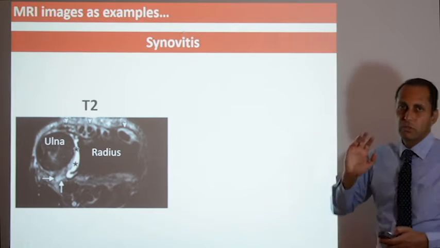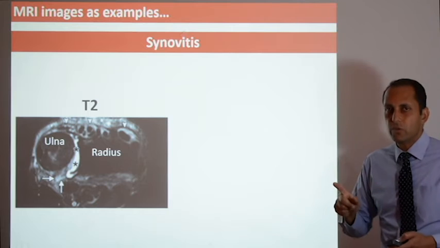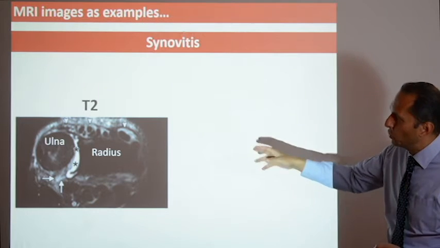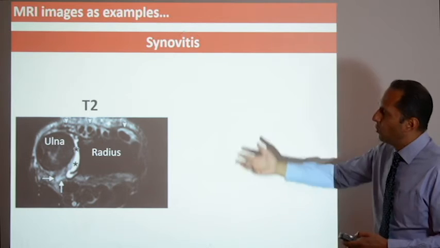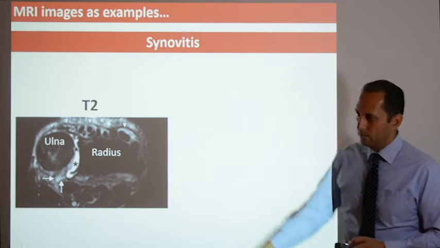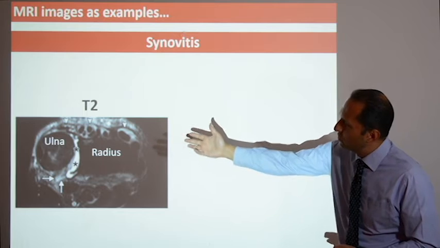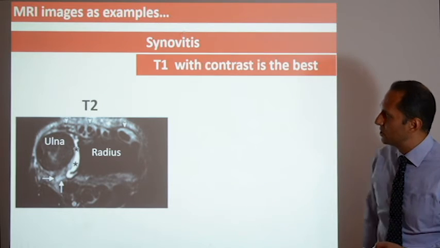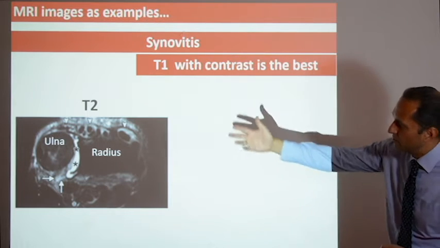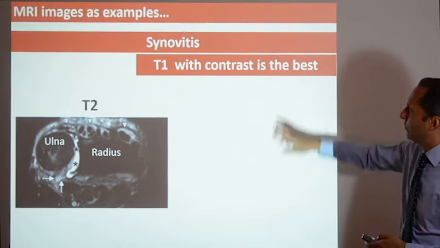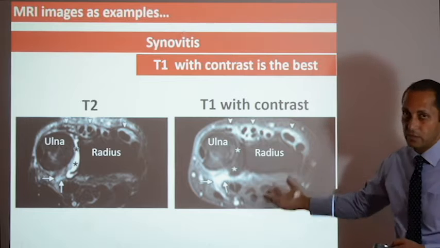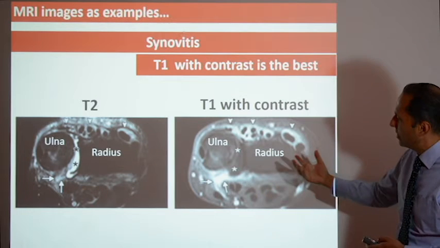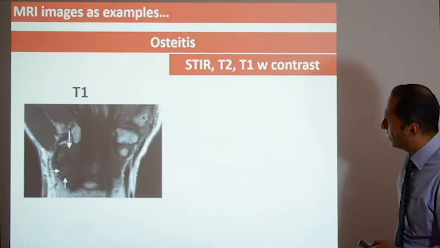So, I want to go for synovitis. T1 with contrast is the best. This is a T2. On T2, any water, and any inflammatory water in particular, will appear whiter and brighter. So you see those white areas, this is water, this is edema, whether inflammatory edema or effusion. If you go for a T1 with contrast, which is the best, you see it's whiter and brighter now. The contrast makes it very clear.